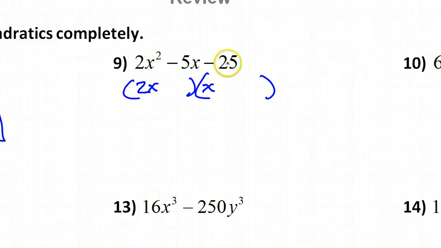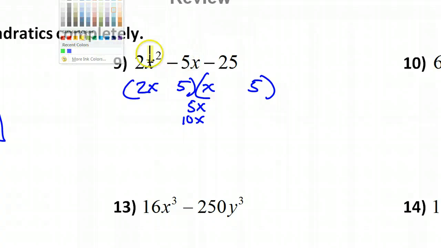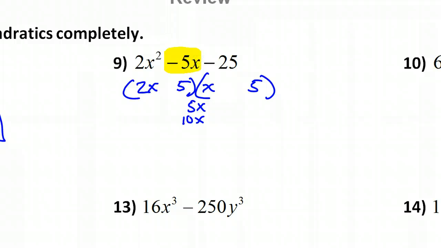Inner, we have 5x. Outer, we have 10x. We're trying to get negative 5x. We can get negative 5x if this is a negative 10 and a positive 5. Well, this is the positive 5, inner, and this will give me the negative 10, outer. Also, a positive times a negative is a negative, so that tells me that this is factored correctly.